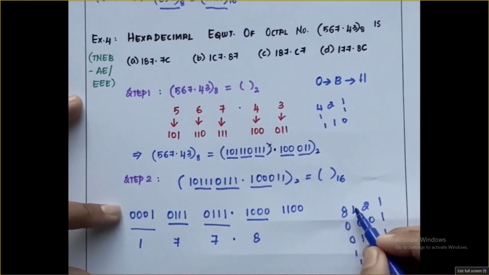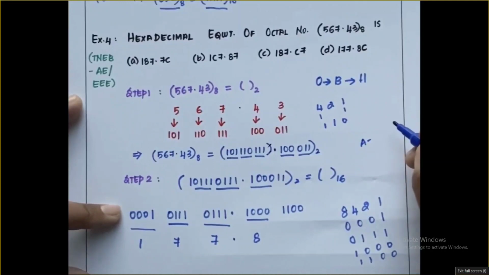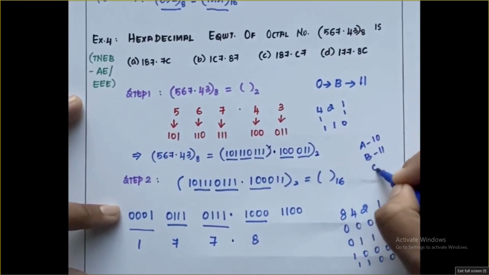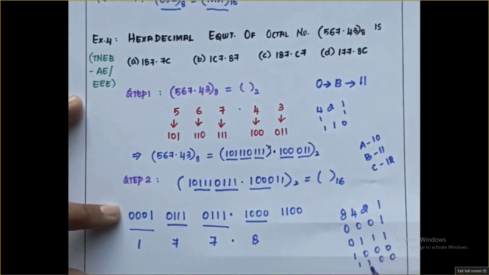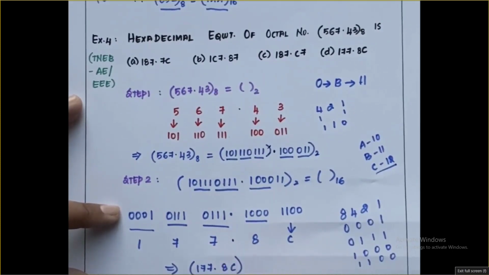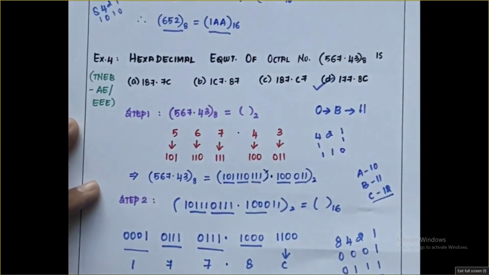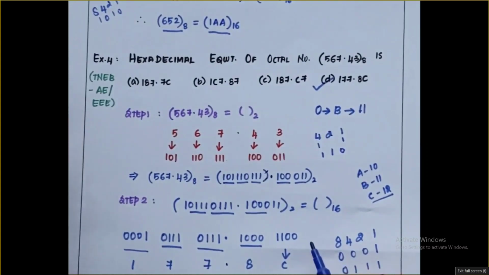12 is represented with a letter. In hexadecimal, from A to F, we have the equivalent values. A is 10, B is 11, C is 12. So we have 12 here, which means 1100 is represented with the alphabet C. So the equivalent value is 177.8C to the base 16. So this is the equivalent value, and option 4 is our correct answer. So this is how we need to convert hexadecimal to octal and octal to hexadecimal.